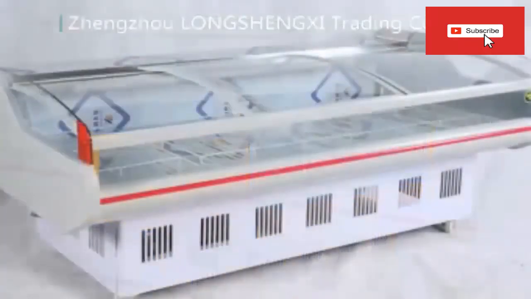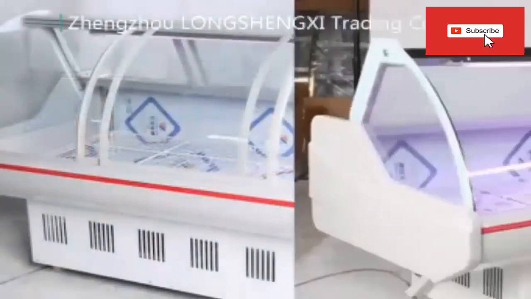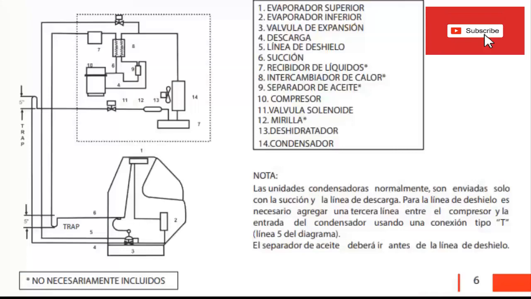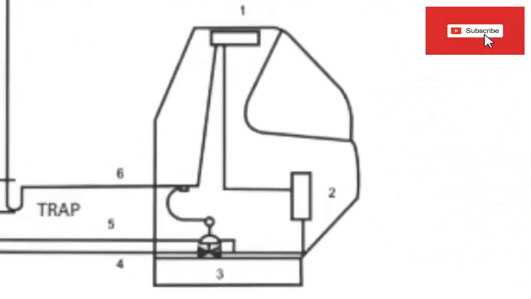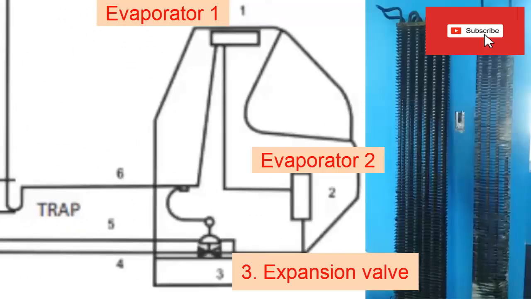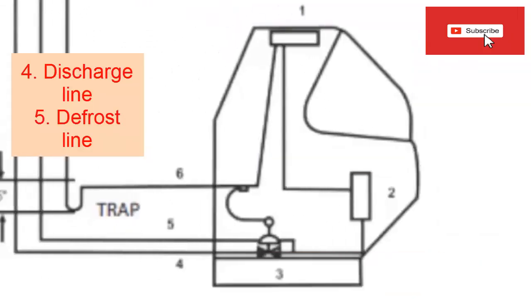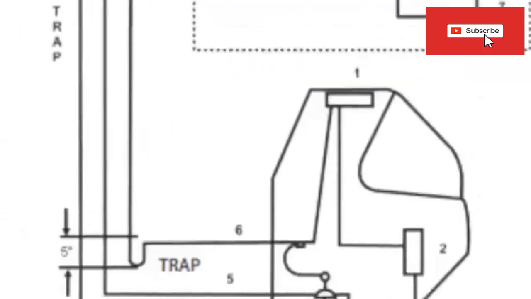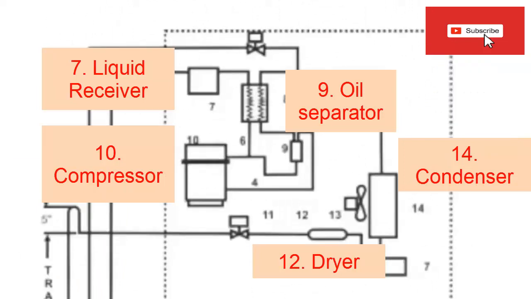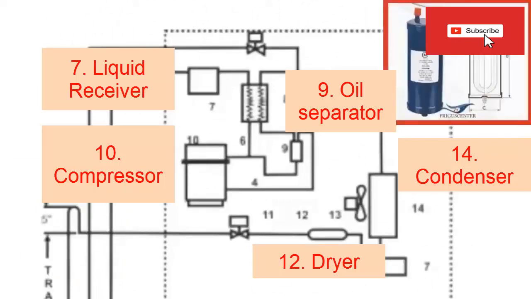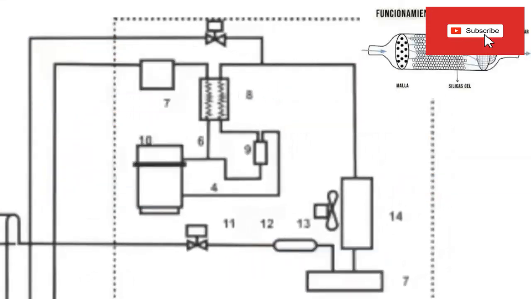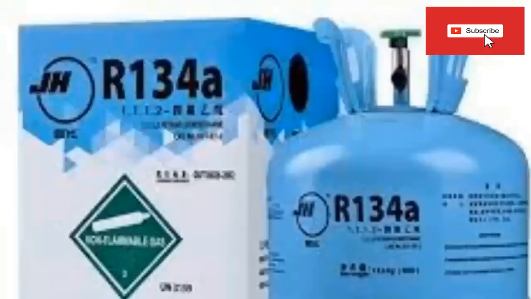As you can see, there are meat display cases, with a multitude of designs, finishes, sizes and colors. In the following diagram, we have the parts of a meat display case: 1. Upper evaporator, 2. lower evaporator, 3. expansion valve, 4. defrost lines, 5. suction lines, 6. liquid receiver, 7. heat exchanger, 8. oil separator, 9. compressor, solenoid valves, sight glass, 14. dehydrator, condenser.